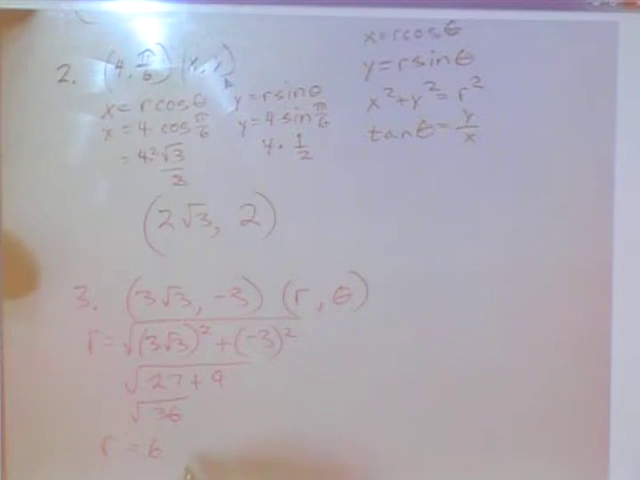All right, now we need theta. And we're going to use the tangent of theta equals y over x. Since we have y over x, we can get theta. Again, tangent of theta equals the y value, negative 3, over the x value. The 3 is reduced to 1. So here I have the tangent of theta equals negative 1 over radical 3.